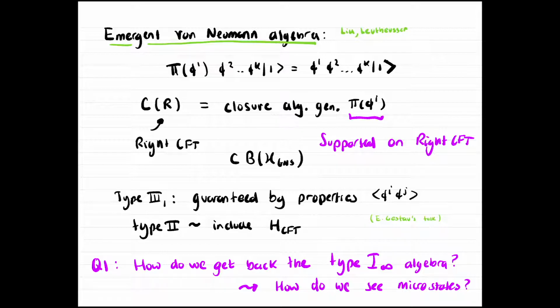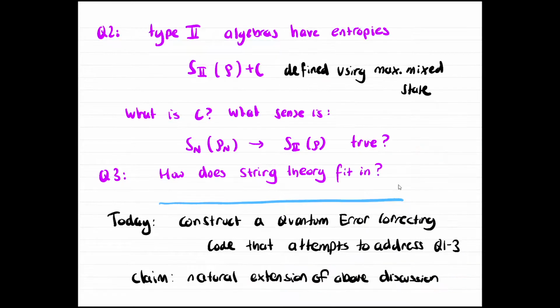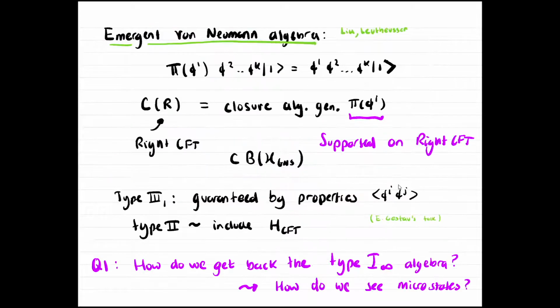So in this context, I want to ask three basic questions. So the first one is, how do we get back to this type 1 algebra? So we have this type 3, how do we get back to the type 1?